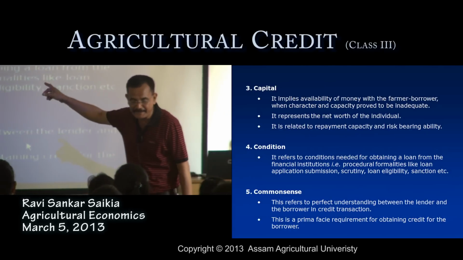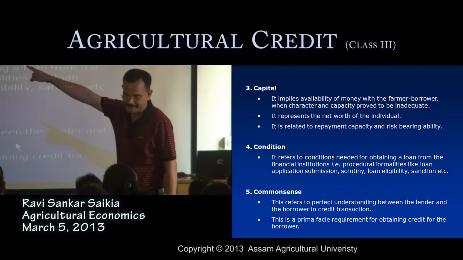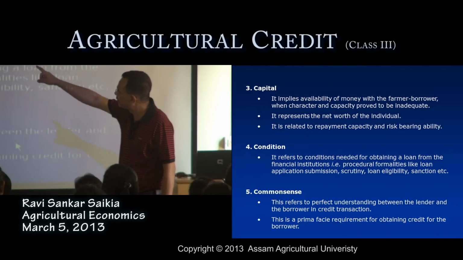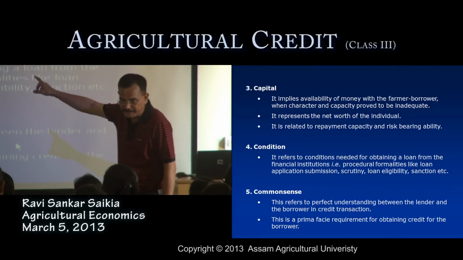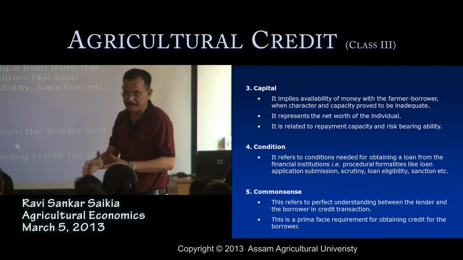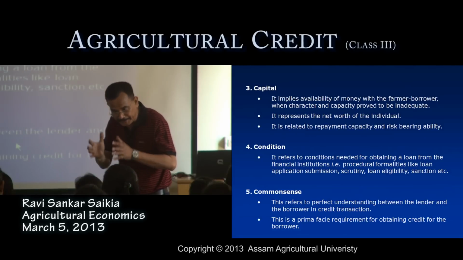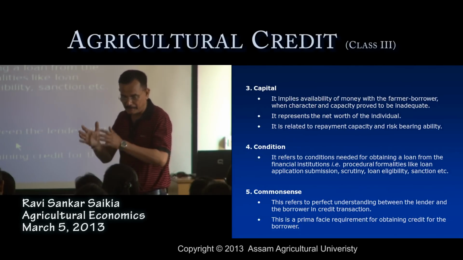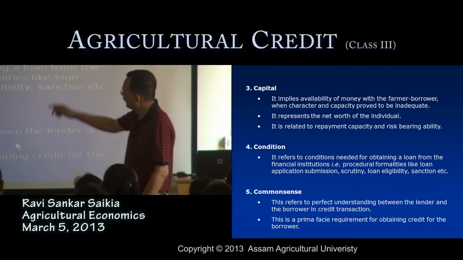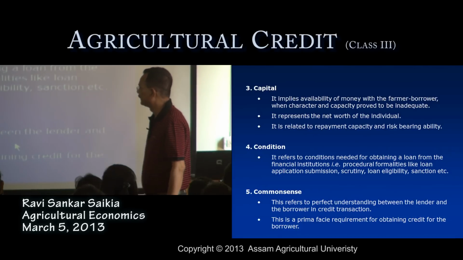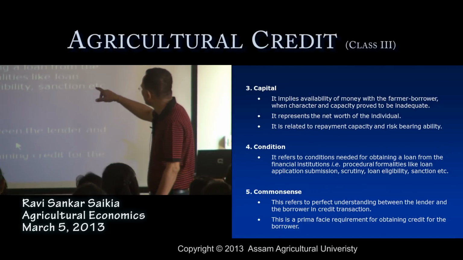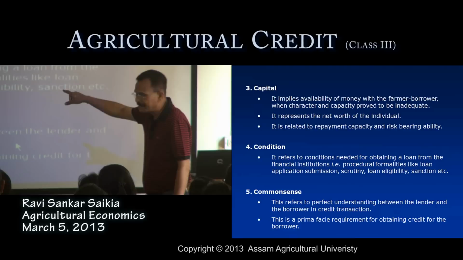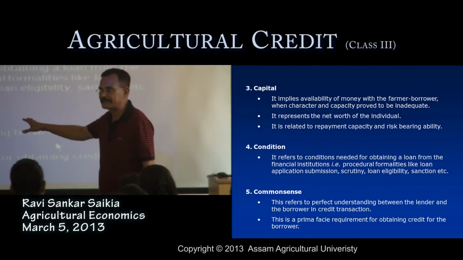So generally the banking organization also looks for this power of the farmer, that is in the form of equity or net worth, the amount of capital available along with him for better or future investment. Okay? And now the fourth one is the condition. It refers to the conditions needed for obtaining a loan from a financial institution. Yes, I will discuss later on.